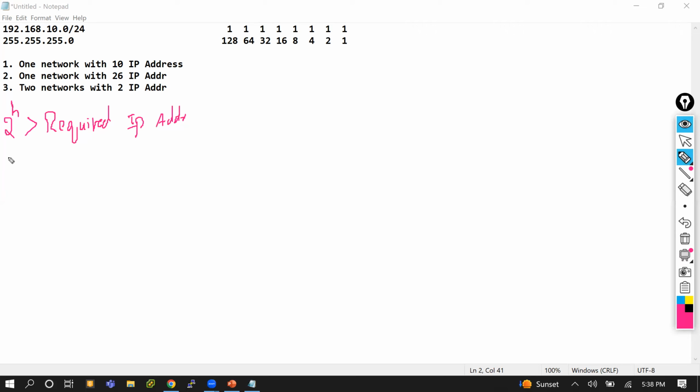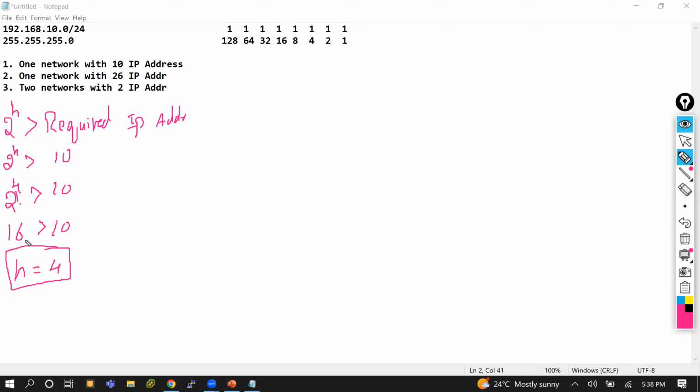Okay. So now let's do it for the first one. 2 to the power of h greater than the required IP address in the first network. 10 IP addresses. So what will be the 2 to the power of h value? 2 to the power of 4 is 16, and 16 is greater than 10. So what is the h value? 4. Okay, now we got it, the h value is 4.